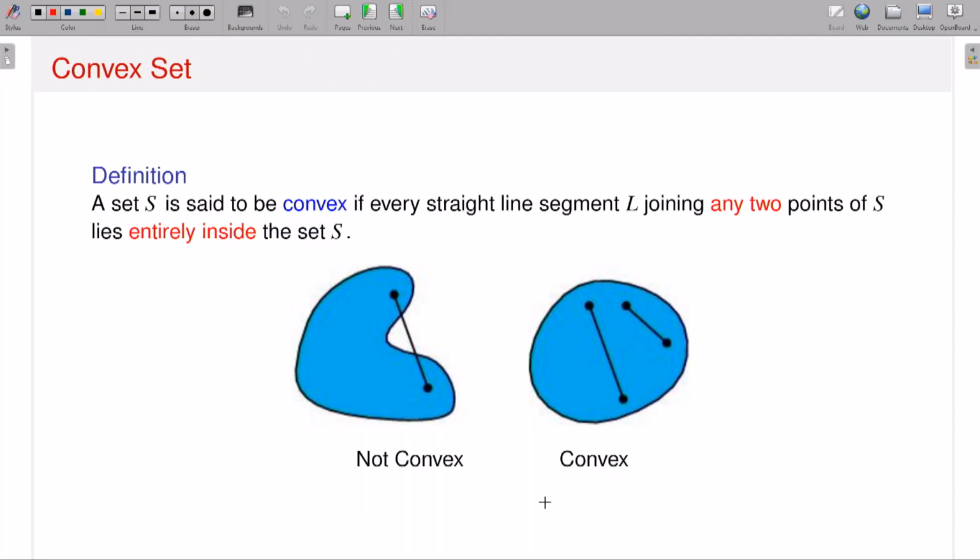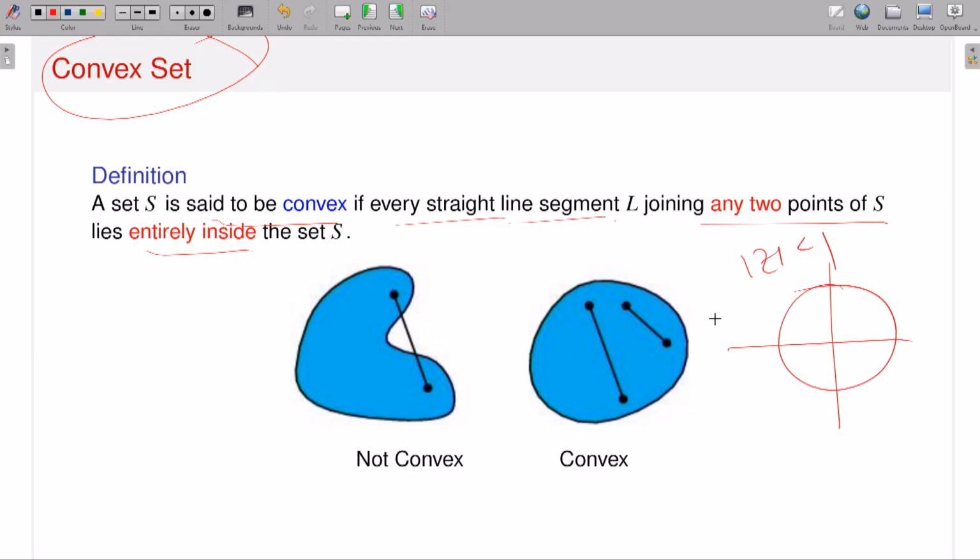Another concept, I should not say last concept, this is another concept, called a convex set. What is a convex set? I think most of you know. A set S is said to be convex if every straight line or line segment L joining any 2 points lies entirely inside the set S. For example, again consider this set, mod z is less than 1. This is my set. It is actually a convex set. What is the definition of a convex set? You have a set S, take any 2 points, join these 2 points by a straight line, and I demand that the straight line should also lie inside that set.